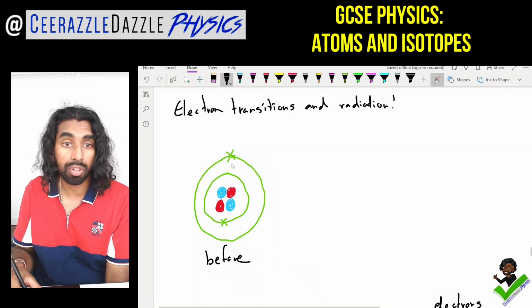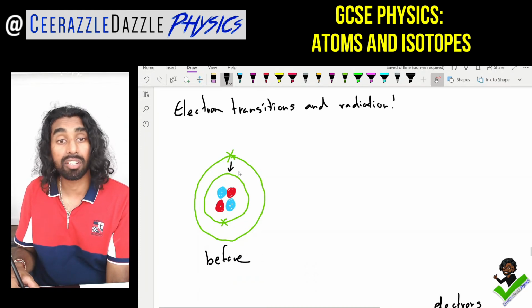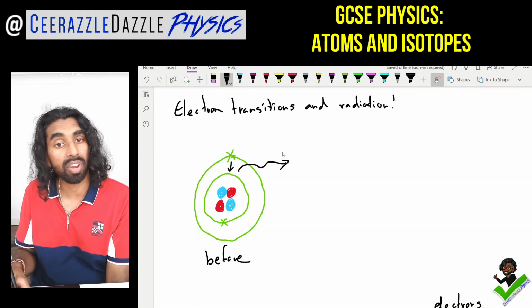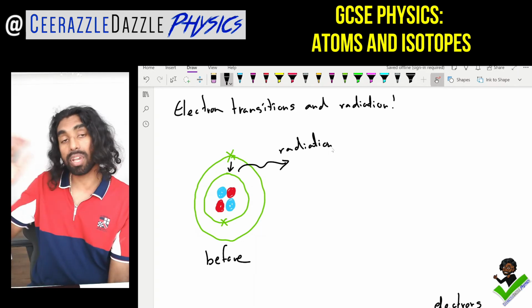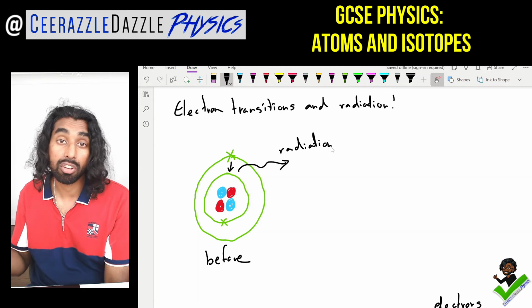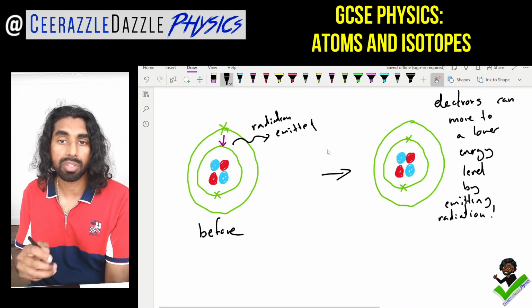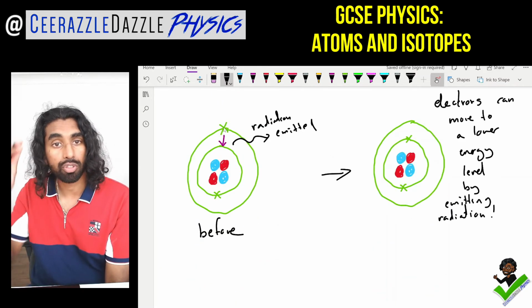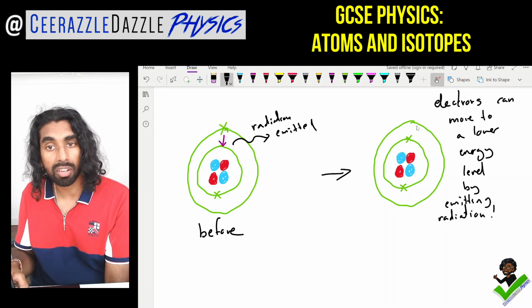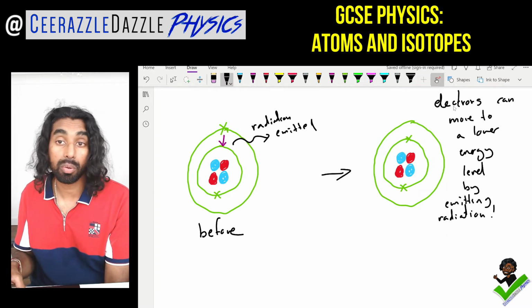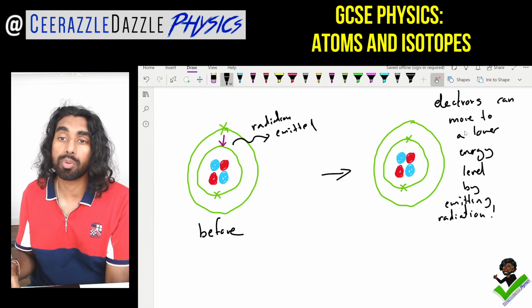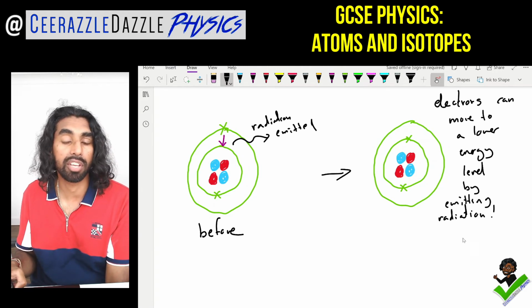So this electron can drop down to here, and it can do so by releasing a bit of radiation over here. And therefore, it can drop down. So it looks like the following. There we go. As you can see, the electron has dropped down, radiation is emitted, and look, the electron has now moved downwards, down to that energy level here. So, summarizing, electrons can move to a lower energy level by emitting radiation.